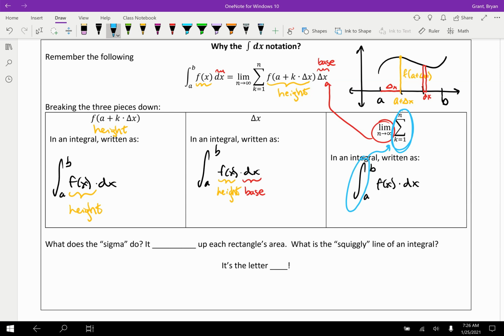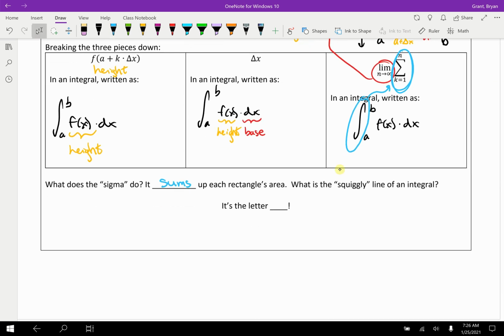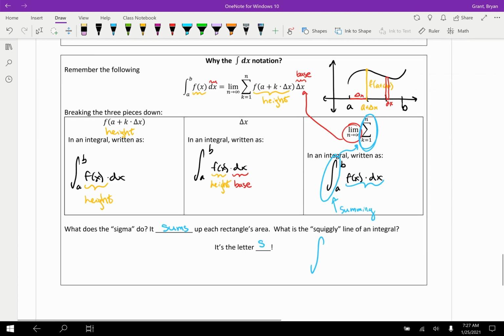Well, what does sigma do? It sums up each rectangle's area. So what does this squiggly line in an integral mean? It's actually the letter S, except it's an elongated S. It really is. It's an elongated S that stands for sum. What this means is you are summing up an infinite number of base times height calculations over a specific interval. So it is really nice to see those connections there.